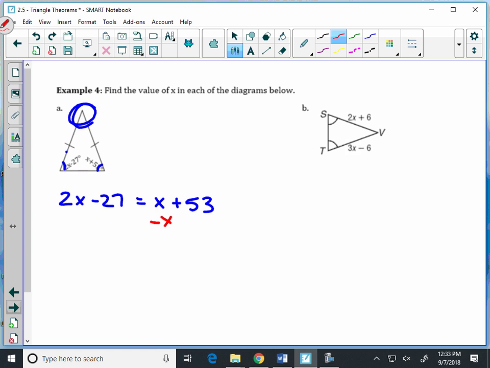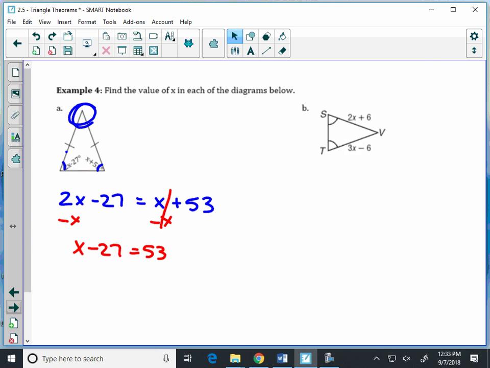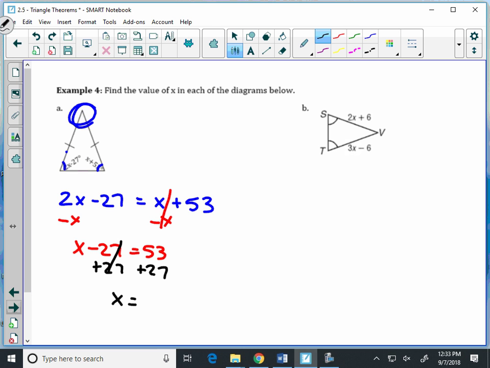Move the x over. We get x minus 27 equals 53. Add the 27 over. 53 plus 27 is what? X equals 80.